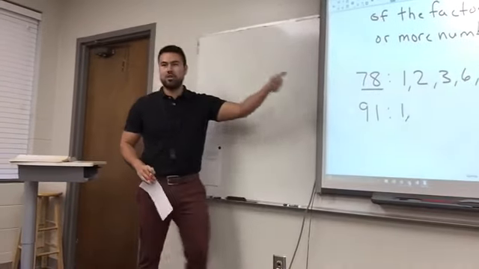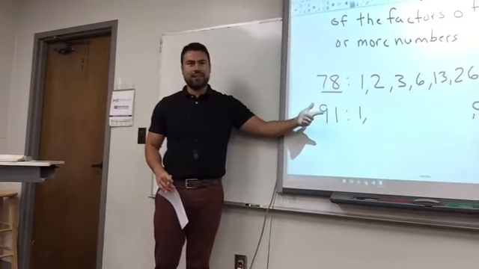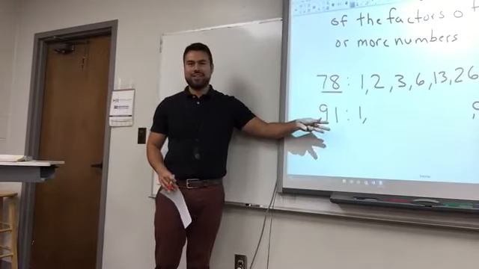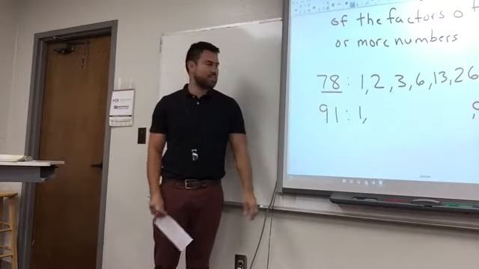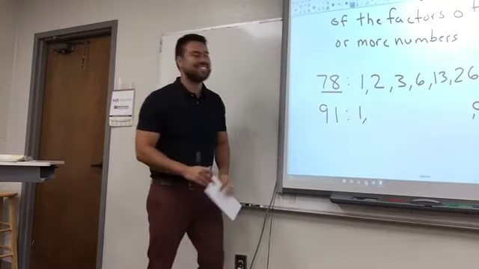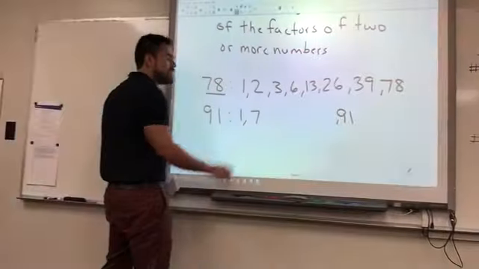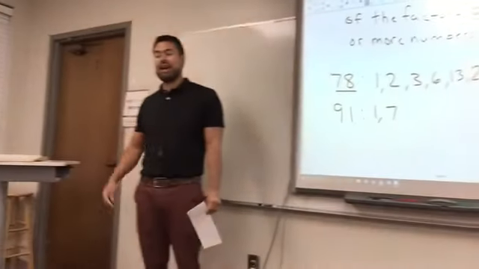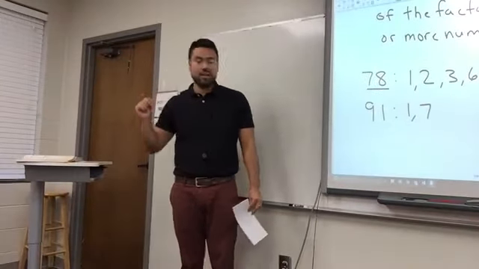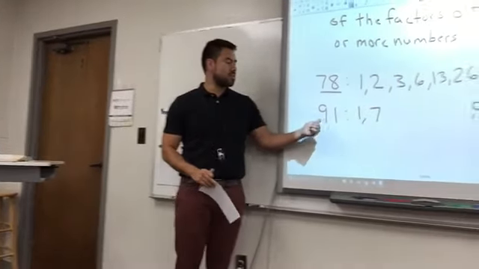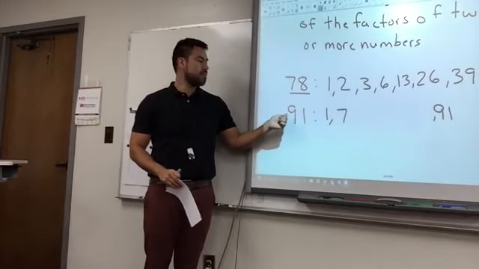Okay, divisible by 2? No. By 3? No. 4, no. 5, no. 6, no. 7? Yes. 7 has a divisibility rule. It's kind of complicated. I'm not going to spend the time to figure it out, but you just divide it out. Does 7 go into 91? Mm-hmm. 7 goes in that.